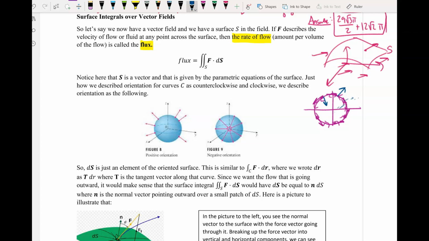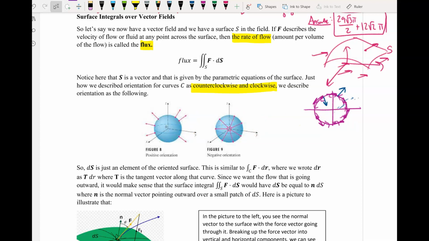So that's why we have to redirect the way that we're going to be looking at this particular integral. One of the things we have to be very aware of is what counterclockwise and clockwise mean on a surface. We really can't think of clockwise or counterclockwise on a surface, because what does that even mean, especially if you have a circle or some sort of sphere. So the way we're going to do it is that positive orientation is going outward, and negative orientation is going inward. That's how we're going to describe it.